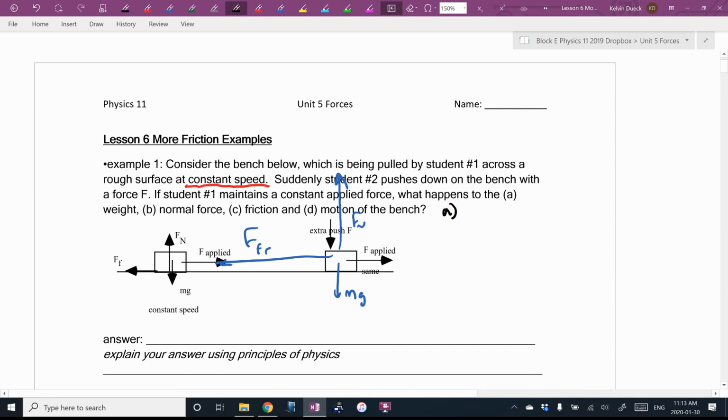A, what happened to the weight? What's another expression for weight? When I say weight, what force do I mean? You can give it to me as two letters if you want to. Talking MG, right? Gravity, MG, same, okay? Did the weight of the bench change?